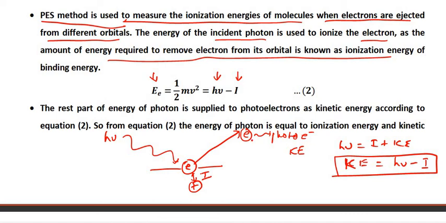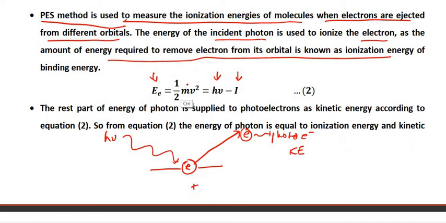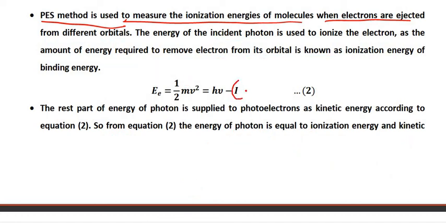In photoelectron spectroscopy, we know which radiation we are irradiating on the sample. This is known. Then by the detector system, we can determine the velocity of the electron. As we know the mass of the electron, we are able to know the kinetic energy of the electron. So in this equation, the two terms, kinetic energy and energy of photon, are known. So from equation 2, we are able to determine the ionization energy or binding energy of the electron.